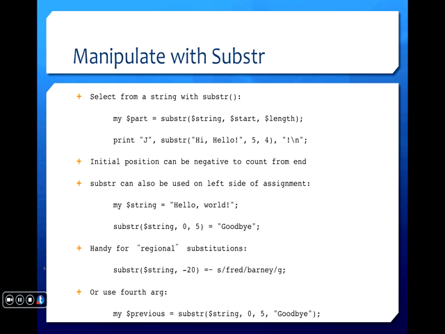Okay, also I can use the fifth argument in substring. In this case, it is going to return the word that I ripped out from the string. So in our last example, in the previous one, I will have the word hello.